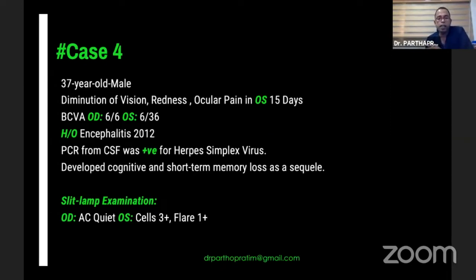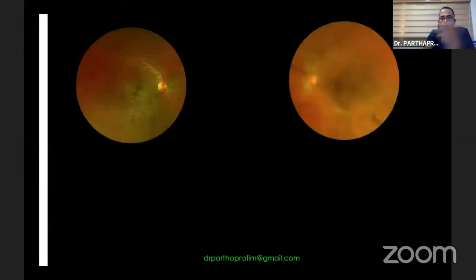And when he presented to us, the right eye AC was quiet, left eye had cells of 3+ and flare 1+. Now, as you can see here, the right eye was within normal limit. The left eye, there was hyperemic disc, vitreitis. You can see some areas of arteritis here also.